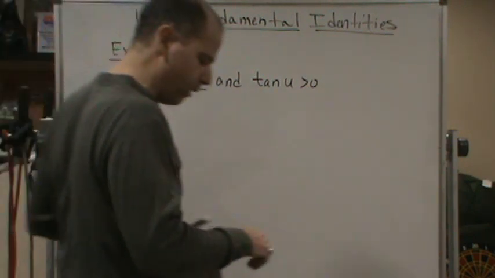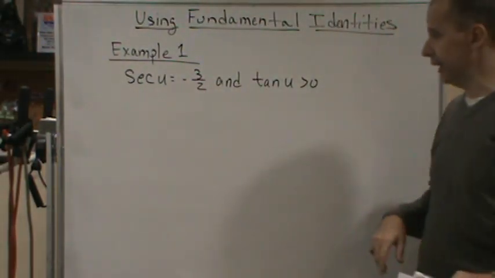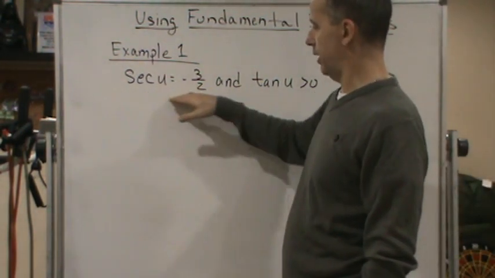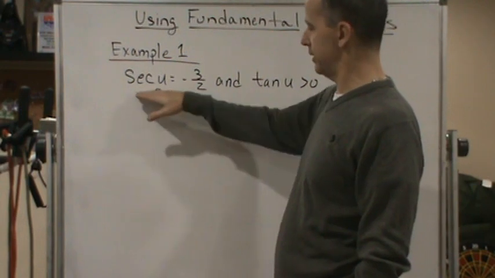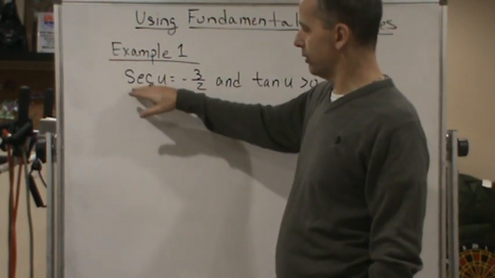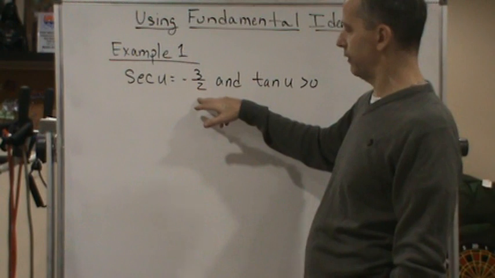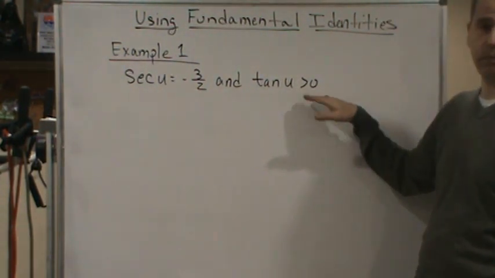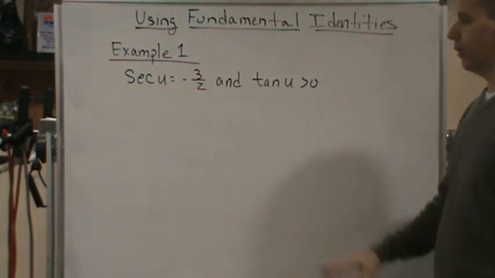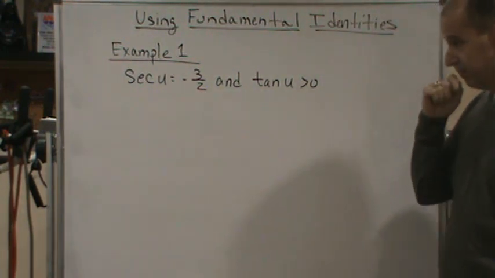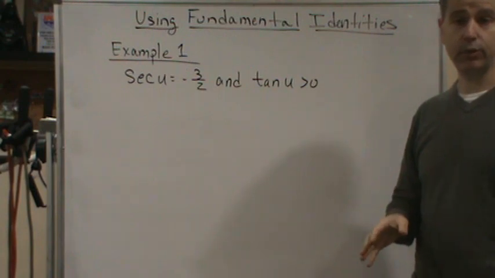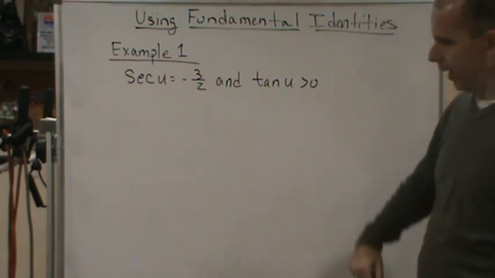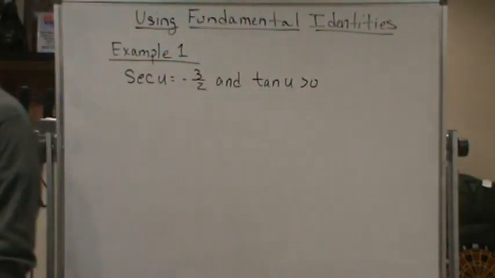All right, welcome back. Now we're going to do this example here. In this example, we're given this evaluation. We're given that secant u is equal to -3/2, and we're also told that the tangent of u is positive. We want to evaluate all six trigonometric functions. So we've got one. Now we just need to find the other five.